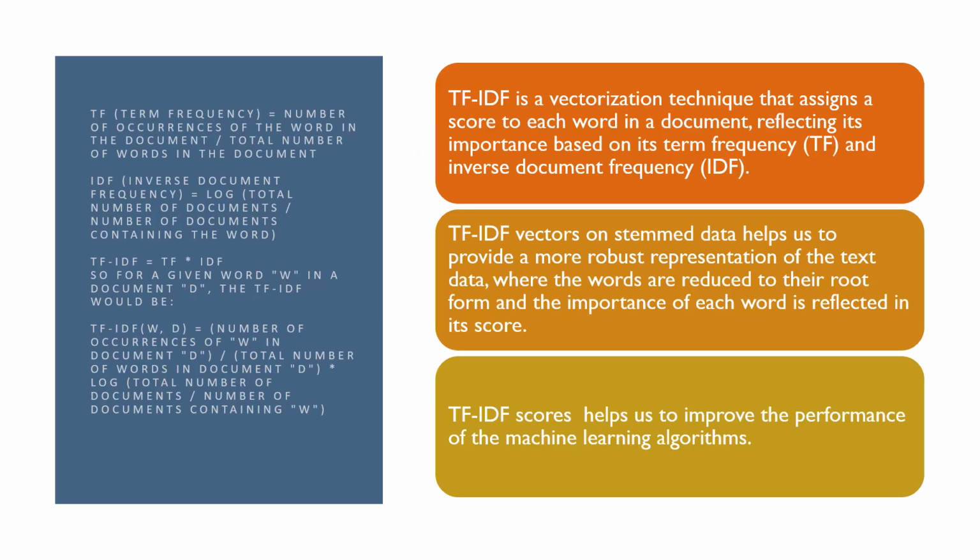Now our second approach is TF-IDF, term frequency. TF-IDF is a vectorization technique that assigns a score to each word in a document, reflecting its importance based on its term frequency and inverse document frequency (IDF). TF-IDF vectors on stem data help us to provide a more robust representation of the text data where the words are reduced to their root form and the importance of each word is reflected in its score. TF-IDF scores help us to improve the performance of the machine learning algorithms.